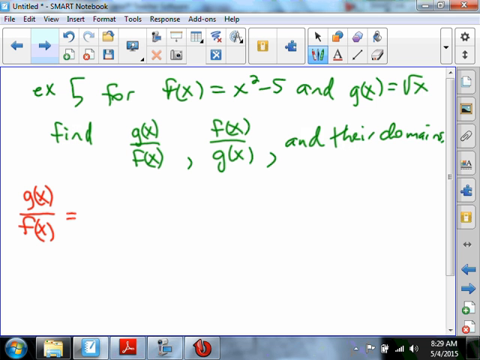Well, what's g of x equal to? It's given: the square root of x over x squared minus 5. That's it. Well, that wasn't bad. We're not done because we haven't talked about the domains and we haven't done the other one. What about f of x over g of x? X squared minus 5 over the square root of x.